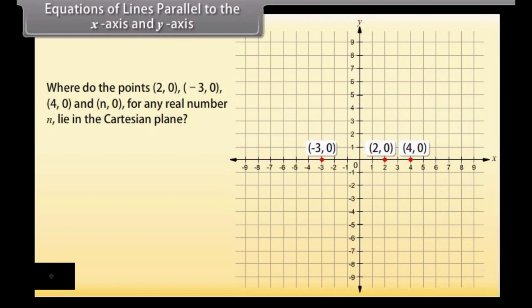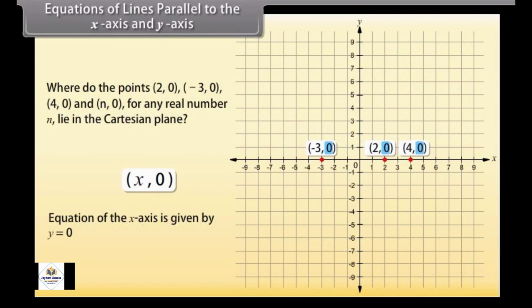Because on the x-axis, the y-coordinate of each point is 0. In fact, every point on the x-axis is of the form (x, 0). So the equation of the x-axis is given by y = 0. Similarly, the equation of the y-axis is given by x = 0.